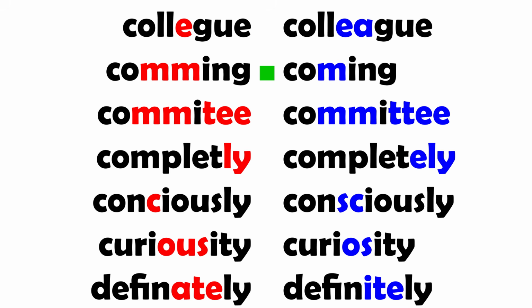Coming has 1 M. Committee. Double M, double T, double E. Remember, committee has double M, double T, double E. Completely. Spell completely correctly by ending it with ELY. Consciously. Look at the SC in the middle. Curiosity. Curiosity has OS in the middle in its correct spelling. Definitely. ITE, not ATE.